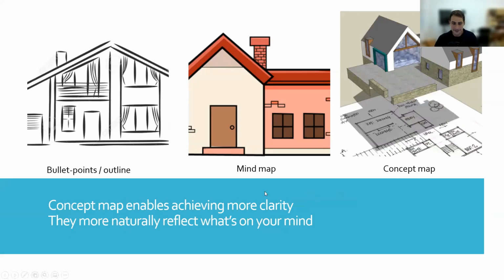Or in other words, a concept map enables you to achieve more clarity, to clear your mind, because it more naturally reflects what's on your mind than bullet point lists or mind maps. So then you can focus even more on the writing part when you actually start to write. You can sort out the whole ideation process before you start writing with concept maps in a better way than with just a bullet point list.